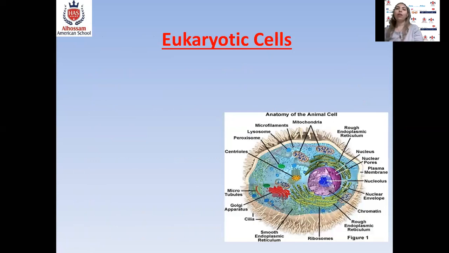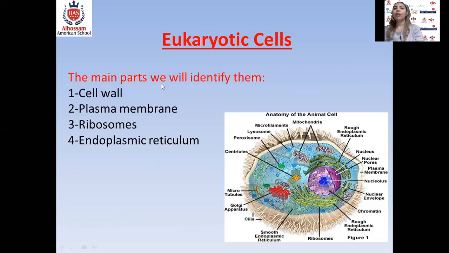Okay, and let's start our lesson. What is the meaning of eukaryotic cells, or what is the shape of eukaryotic cells? As you can see in this picture, there are a lot of organelles inside the eukaryotic cell. It's an animal cell, and we will identify the main parts in our session today: cell wall, plasma membrane, ribosomes, and nucleus, and number 5, endoplasmic reticulum. We'll describe these organelles and their functions. So let's start.